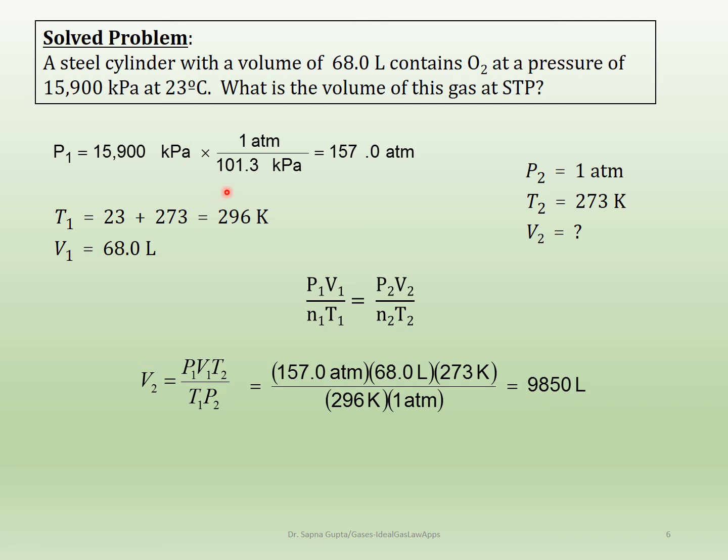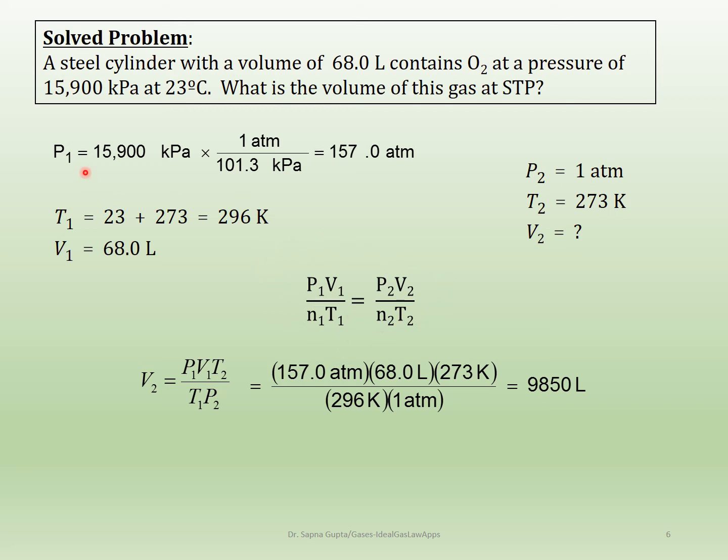Okay, so first thing we do is convert the units and make sure they're both the same. It's best to convert everything into the standard units for gases, which is atmosphere, Kelvin, and liters. So pressure, convert that from kilopascals to atmosphere, and that's what you get, 157. Temperature, convert that into Kelvin. Since this is an initial and final set problem, you need to use the combined gas law.